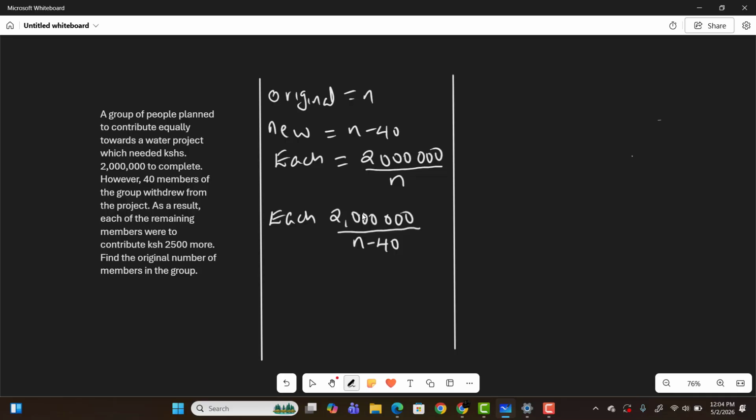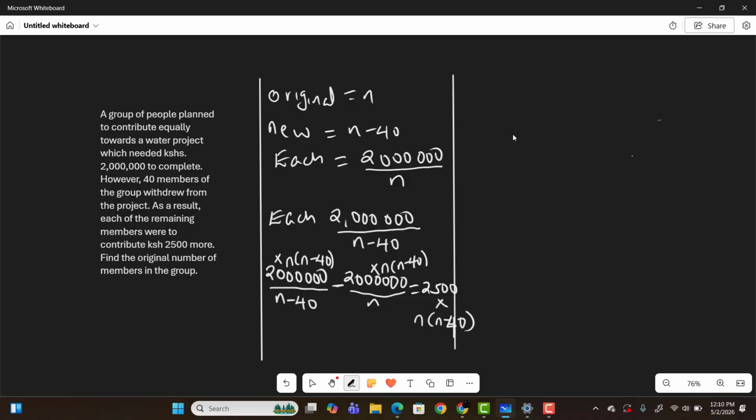So we're going to set up an equation: 2 million divided by n minus 40, minus 2 million divided by n, is equivalent to 2,500 Kenyan shilling. Now we're going to look for the LCM of n minus 40 and n, so we're going to multiply the LCM of n minus 40 and n across. So we multiplied here, and we multiplied here. From here we're going to cancel the like terms.